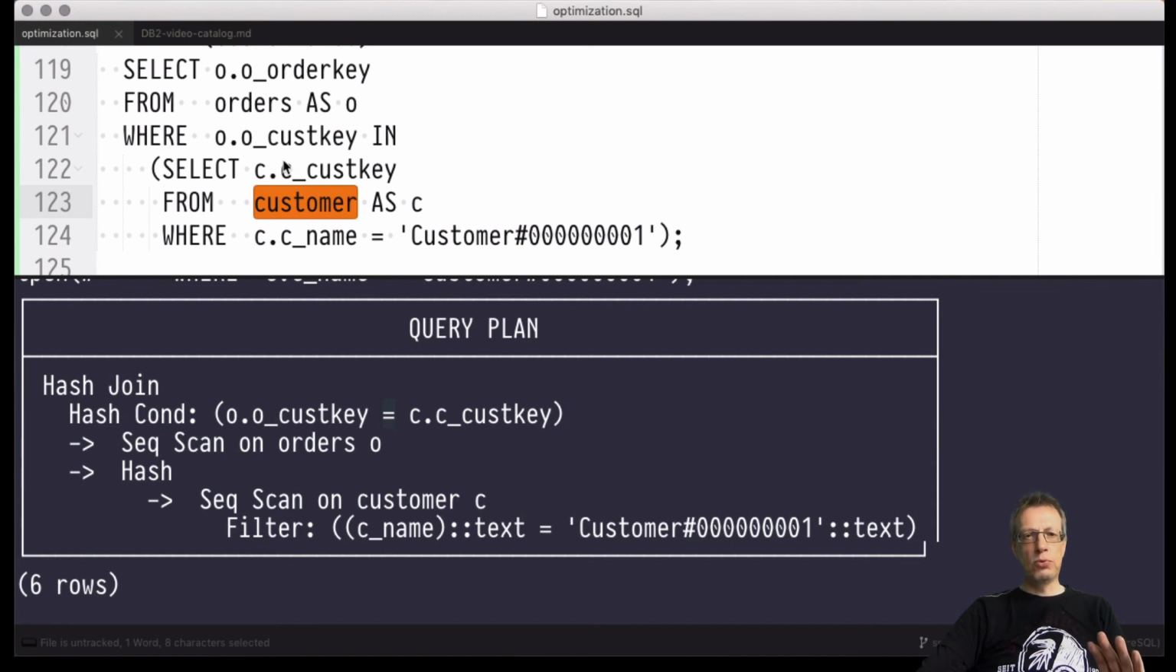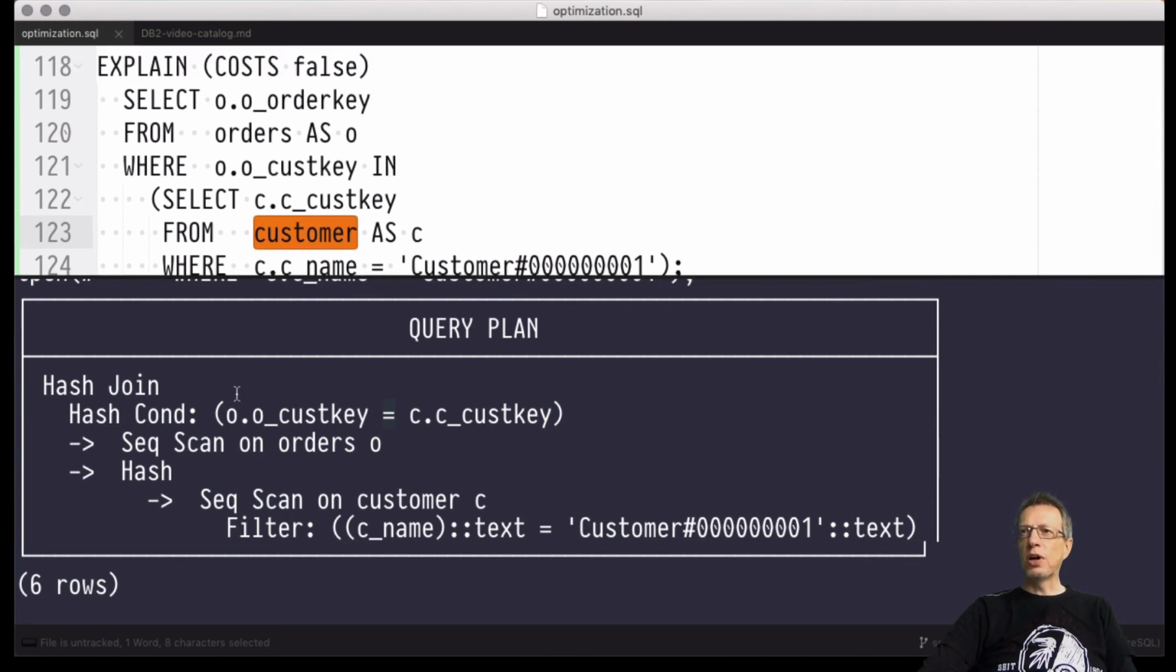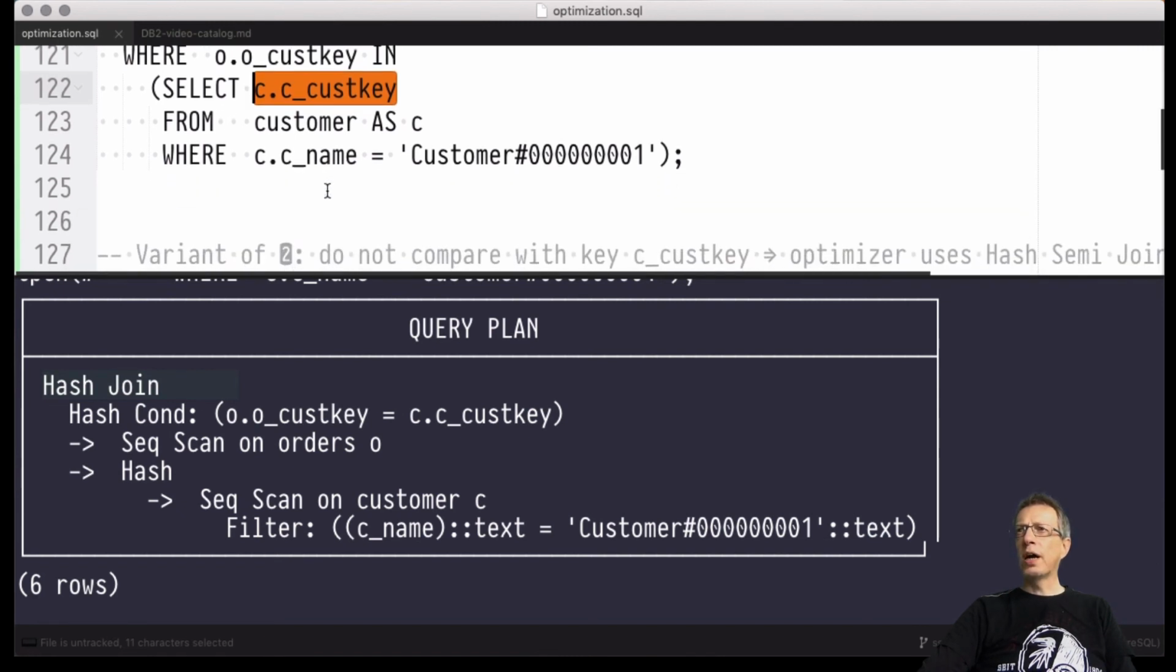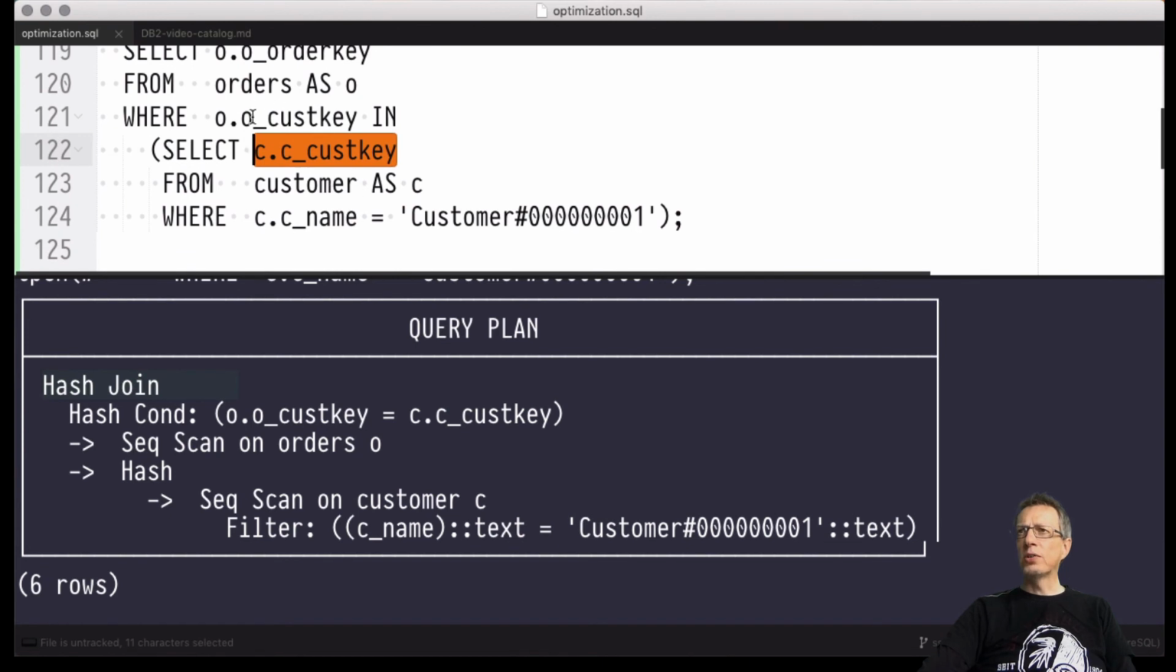So there is no need for distinct in this particular case, and indeed no distinct or unique annotations at this particular hash join node are being found. The system is fully aware that customer key is a key and that there won't be duplicates in the subquery. All right, the picture changes once I present you with a variant of this particular query.